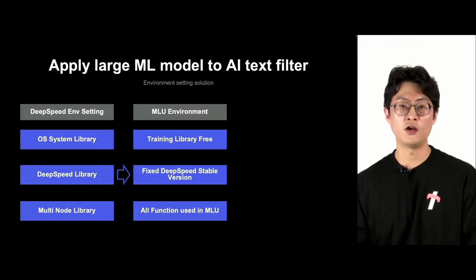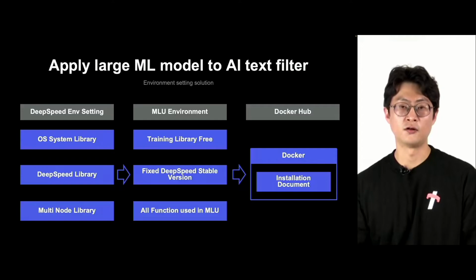And because DeepSpeed could be used in the MLU environment, there are three strengths or merits. First of all, we can make use of all of the libraries that we have used for training. Secondly, we can make use of the more stable DeepSpeed framework. Thirdly, we can use functions including Anaconda, which are supported by MLU. Lastly, we have created a Docker image so that this can be used not only by us but also company-wide. We have also documented the entire setting process.